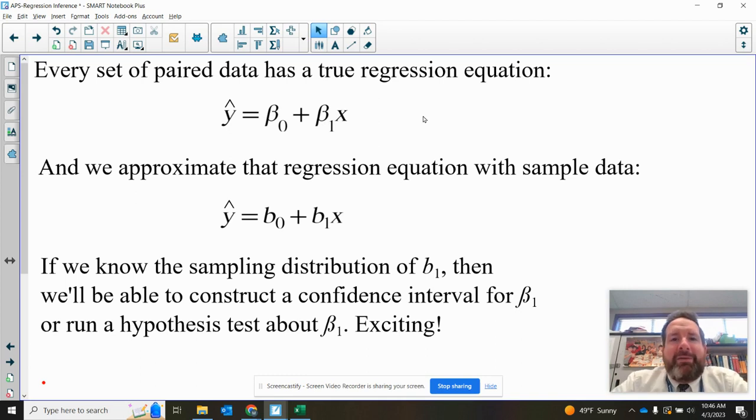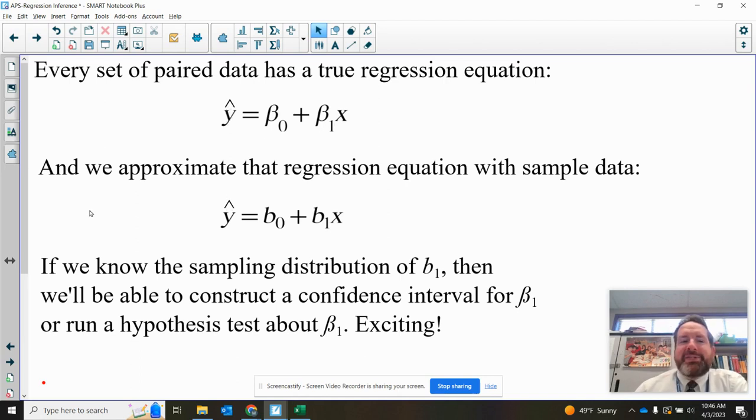However, we hardly ever measure the entire population. Sometimes it's impossible to measure the entire population for a whole host of reasons. So what do we do instead? We take a sample. We estimate the population y-intercept with a sample y-intercept, b naught, and we estimate the population regression slope with a sample regression slope, b1.